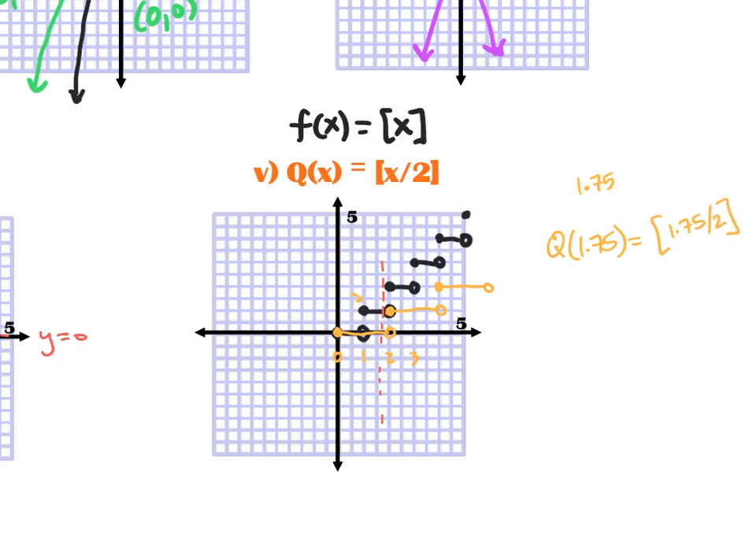What does the greatest integer function do? It takes a decimal value and rounds it down to the nearest integer. So this would come out to be, oh boy, what would that be? About 0.875, I think. If I round that to the nearest integer beneath it, it would round down to 0. And that's why at 1.75, we've got an output of 0. Okay, so a little bit more there on the greatest integer function. Let's move to the last slide.